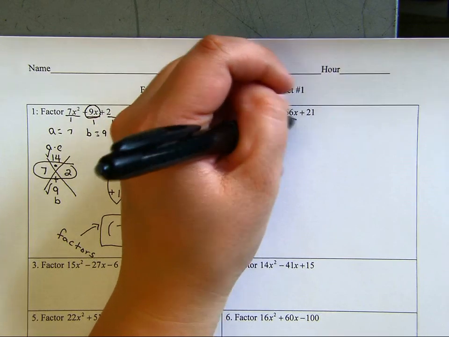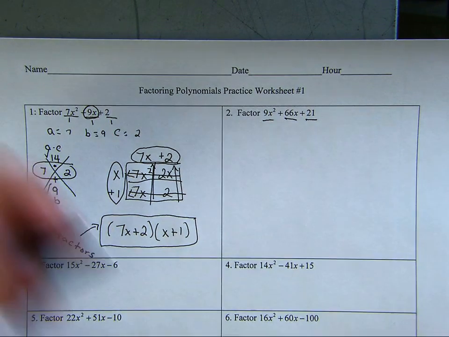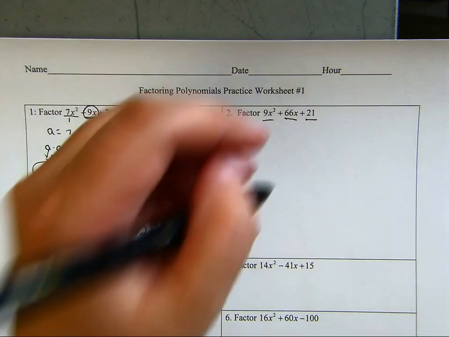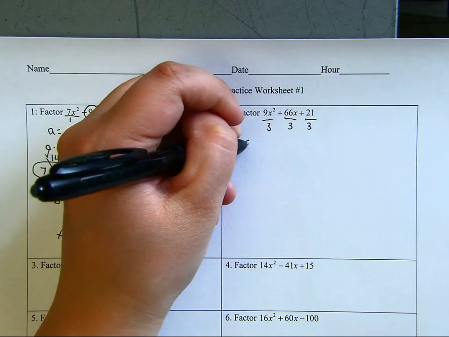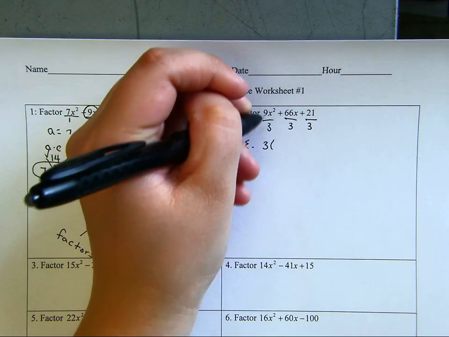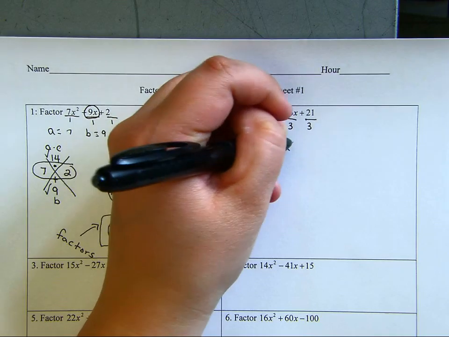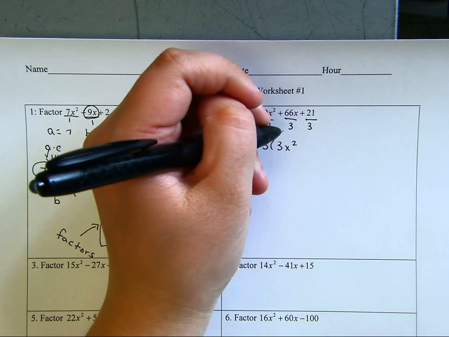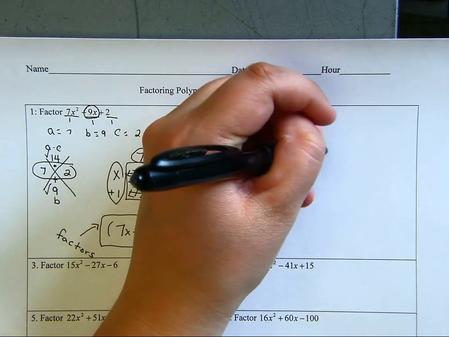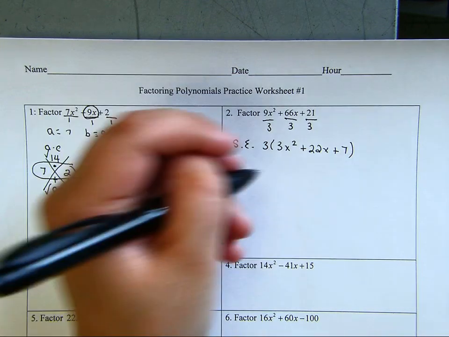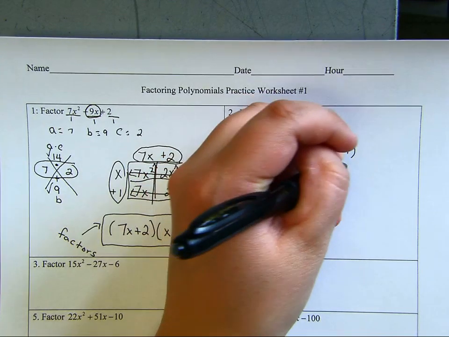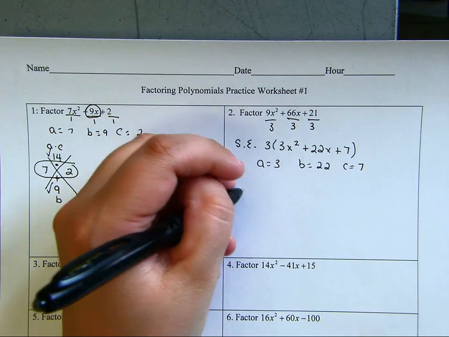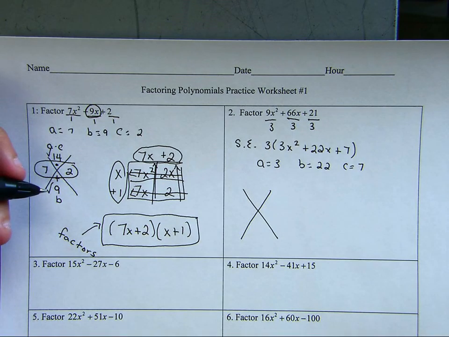Now for number 2, we have to do one different step. Our GCF is no longer 1, it's in fact 3. So when you divide 3 out, please write your simplified expression. 9x squared divided by 3 is 3x squared. 66x divided by 3 is a positive 22x plus 7. Now you write your new A, your new B, and your new C value. And then you approach the diamond or the X in the box the same way.